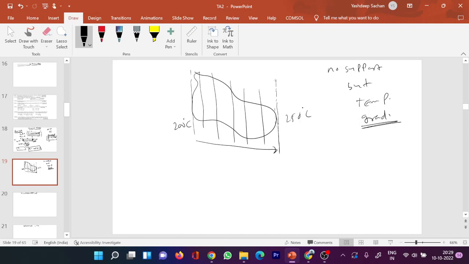So now what will happen? The thermal stress will become zero? How would the thermal stress be zero? Here, no, thermal stress is not zero. That's why I said.